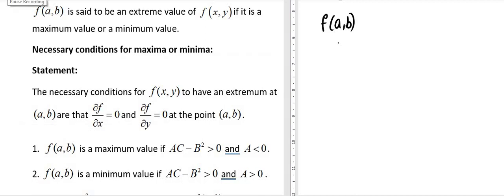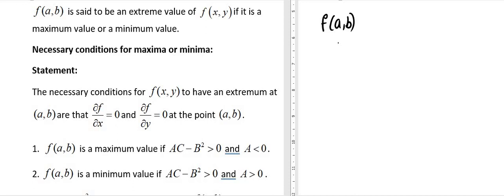Necessary conditions for maxima or minima. Statement: the necessary conditions for f of x comma y to have an extremum, an extremum means it is maximum or minimum, at a comma b are that dou f by dou x equal to 0 and dou f by dou y equal to 0 at the point a comma b.